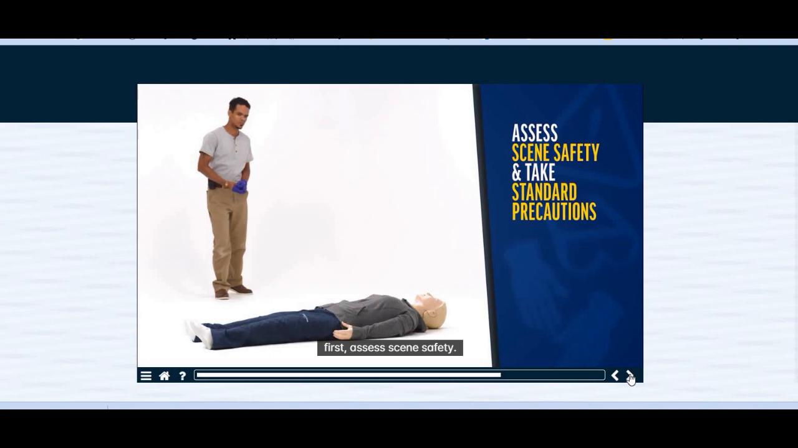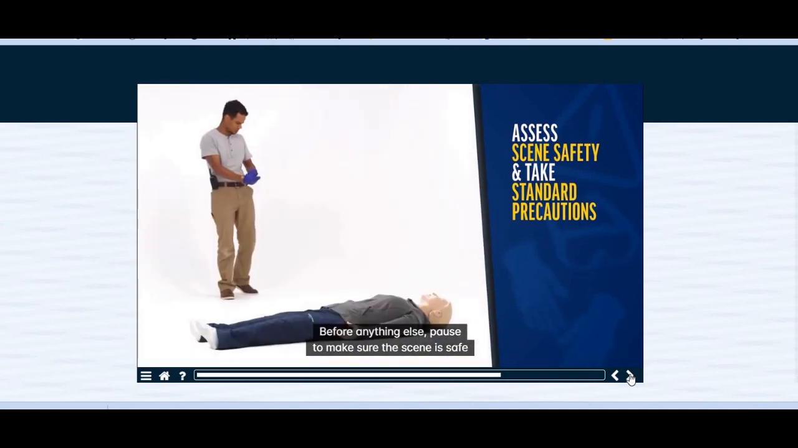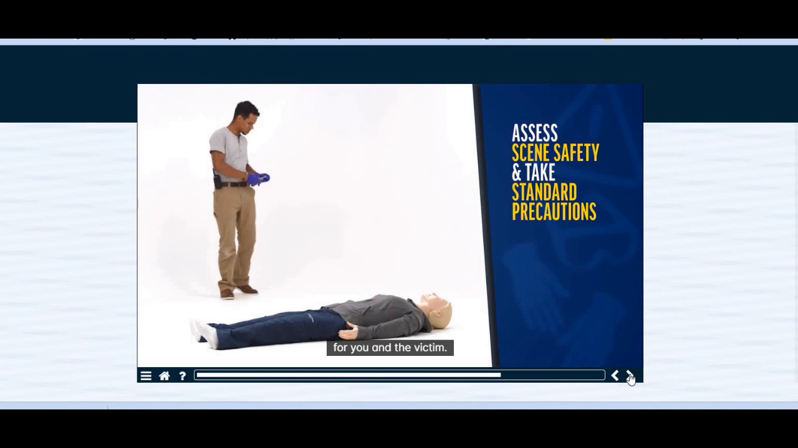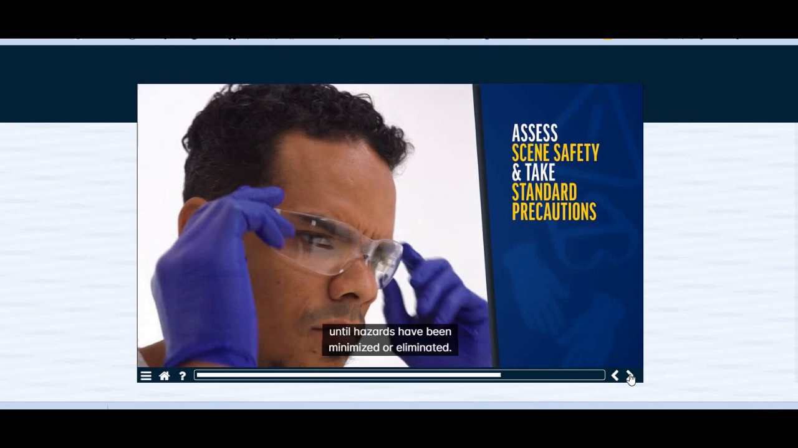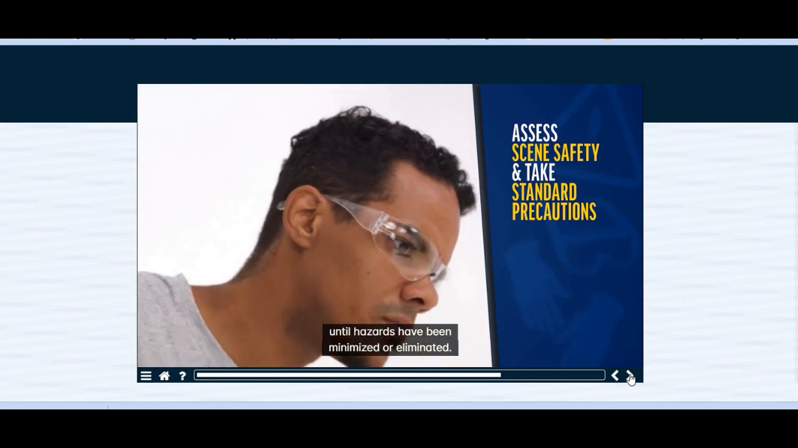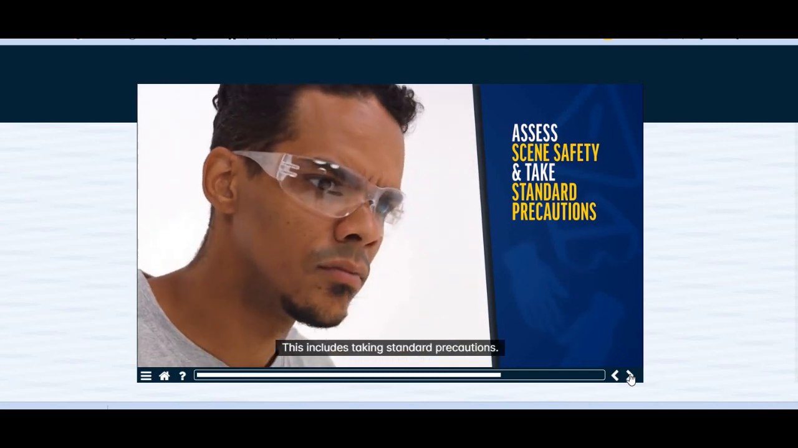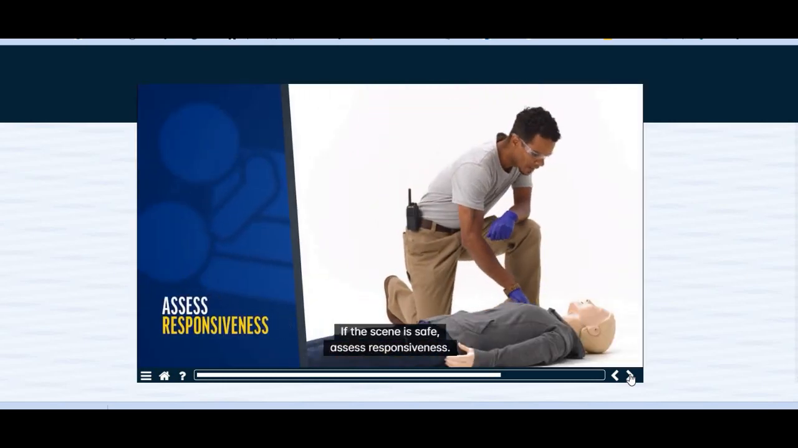As a single CPR provider, first assess scene safety. Before anything else, pause to make sure the scene is safe for you and the victim. If the scene is not safe, do not enter it until hazards have been minimized or eliminated. This includes taking standard precautions. If the scene is safe, assess responsiveness.